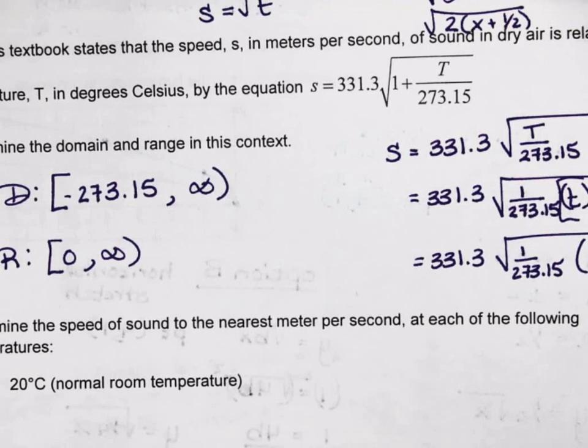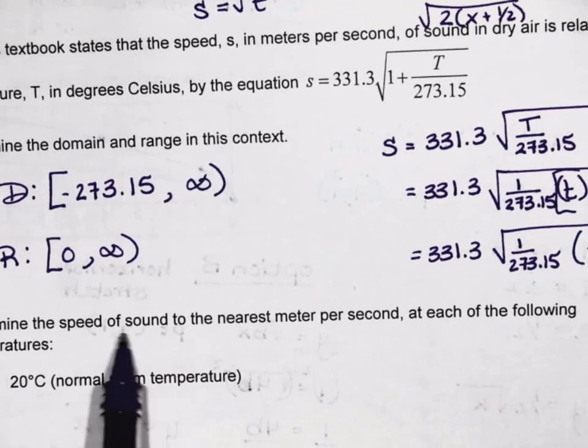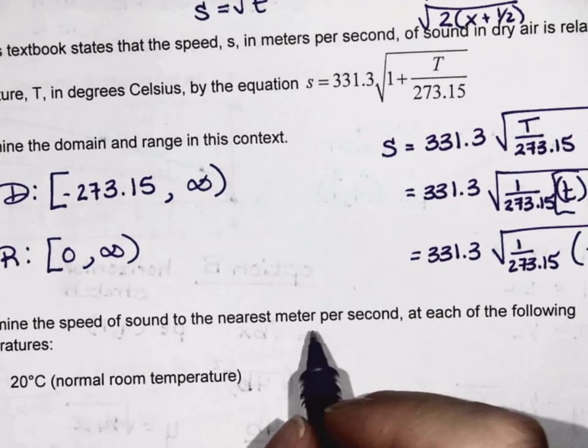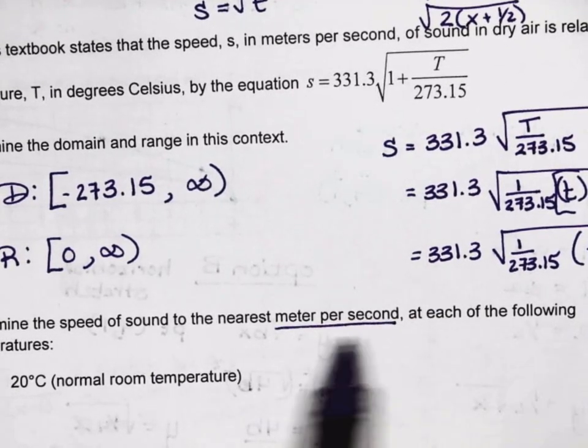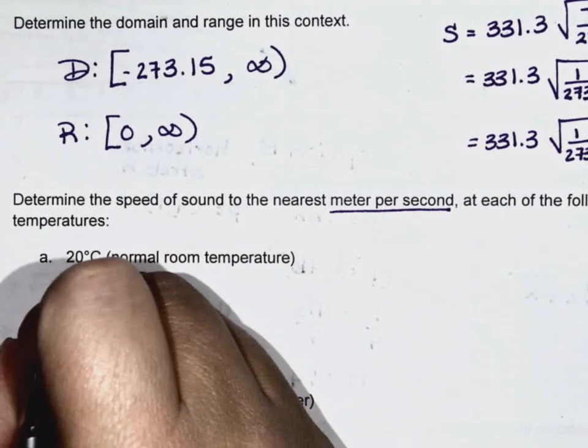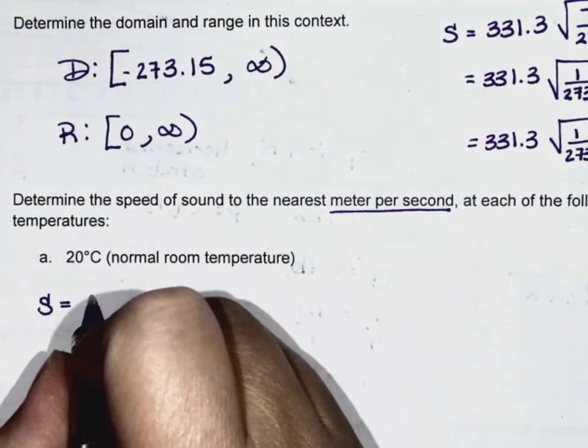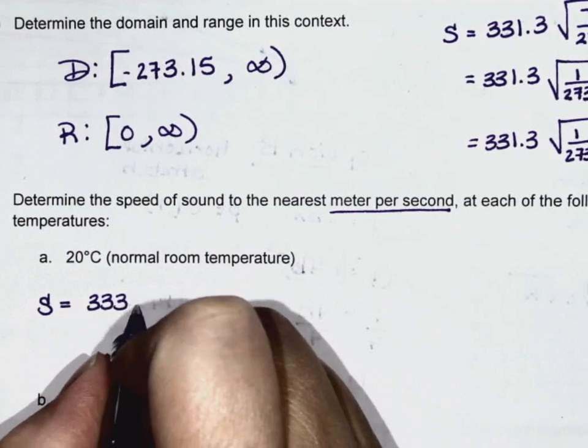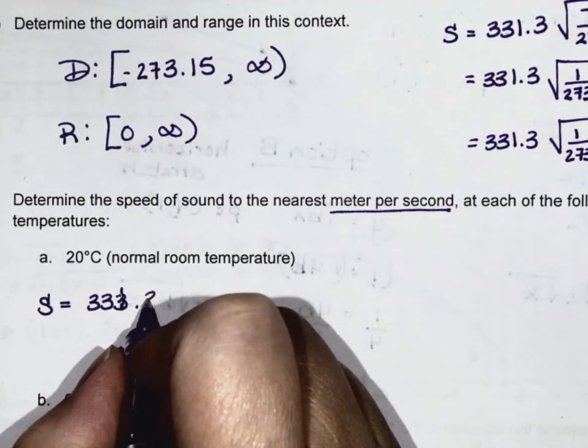Okay, easy peasy, guys. Now we're just doing math. Now we're just pumping this in. So determine the speed of sound to the nearest meter per second at each of the following temperatures. We're just dumping this into the equation. This is a plug and chug at this point. And you can go back to the original equation if you prefer. Oh, that's supposed to be a 1.